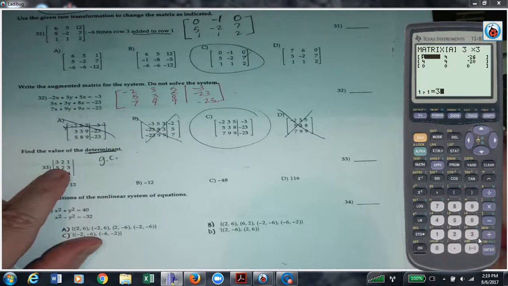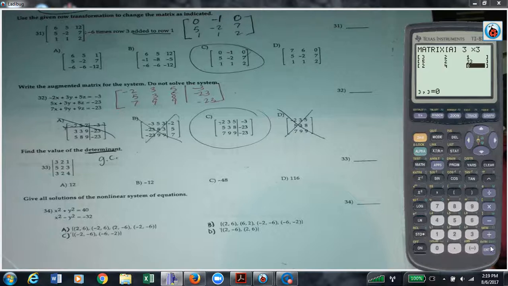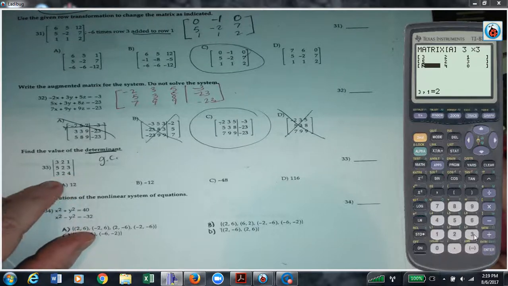So I have 3. I'm just writing over 2, 1. Then it automatically puts me on the second row. 5, 2, 3, and then 3, 2, 4. Enter. Now I have, okay, what happened there? I didn't do an enter. So I have 3, 2, 1, 5, 2, 3. Enter. And then 3, 2, 4.